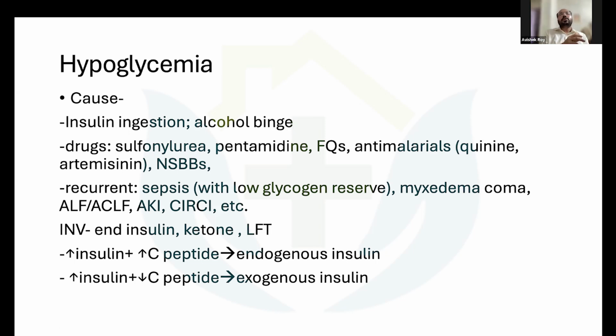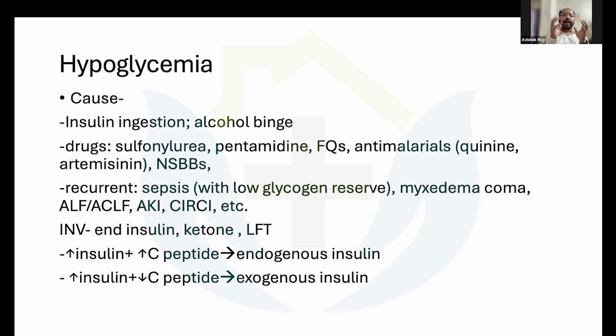Other than that, acute liver failure, acute on chronic liver disease, and severe acute kidney injury. AKI per se does not cause hypoglycemia, but AKI can cause accumulation of different hypoglycemic agents, and that can itself precipitate hypoglycemia. And critical illness related cortisol insufficiency, CIRCI. CIRCI I will be discussing in the next class.